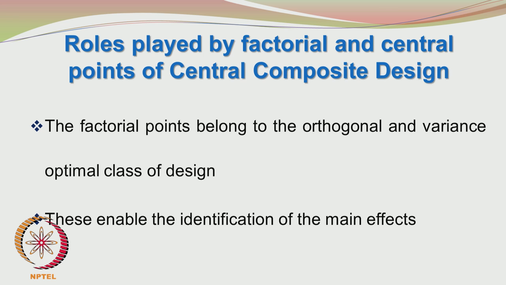So, the factorial points belong to the orthogonal and variance optimal class of designs, and these enable the identification of the main effects. The factorial design we saw comprised of points which were located on the extremes of the design space for that particular design, minus 1 and plus 1. And since the points were located at very far off positions, you can visualize that the x prime x inverse matrix would be pretty small, and that would reduce the variance of the predictions, and hence it was termed as a variance optimal design.